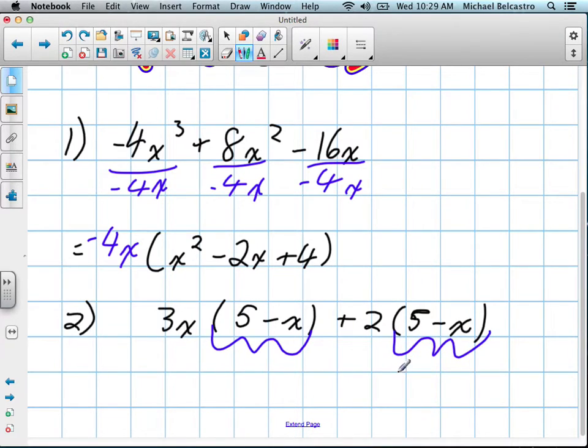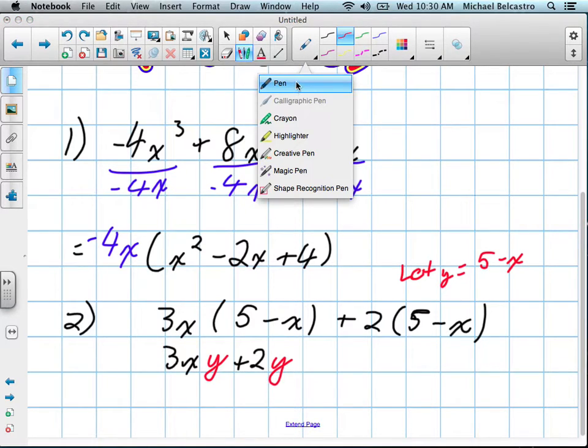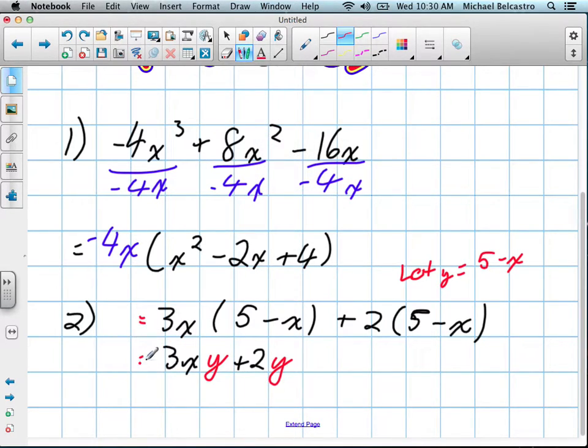Okay? So, one way of simplifying this would be with a let statement, but you don't have to do that if you can recognize this, but let's put it like this. Let y equal 5 minus x. So I'm going to rewrite this question to read, sorry, that's a 3, 3x times y plus 2y. Okay, of course it's equal to.